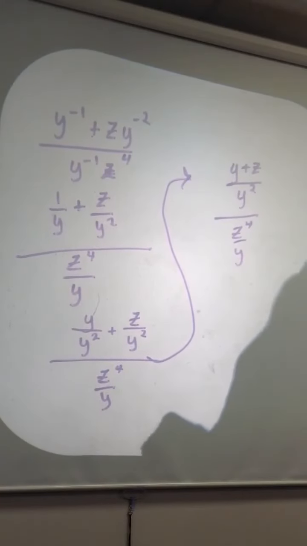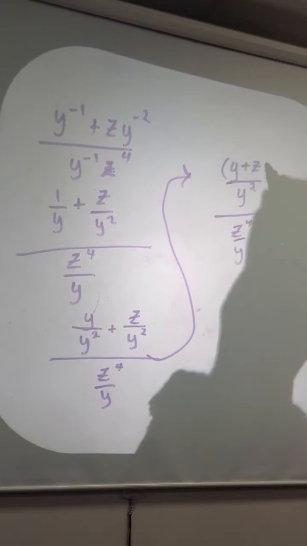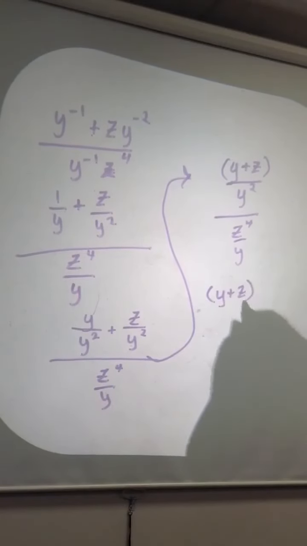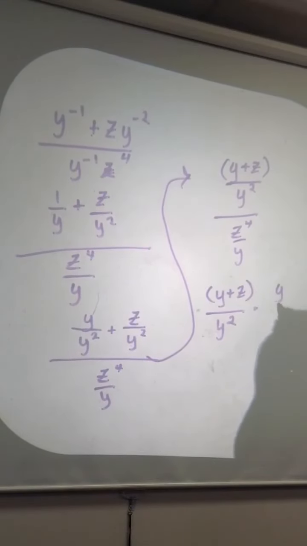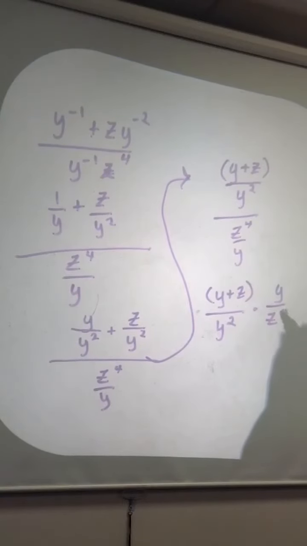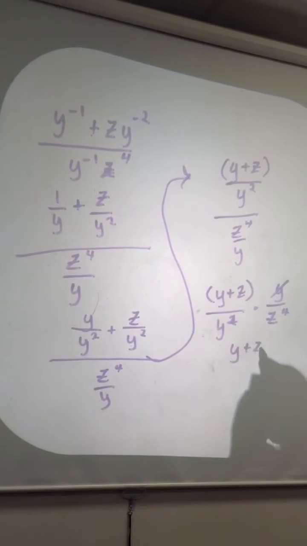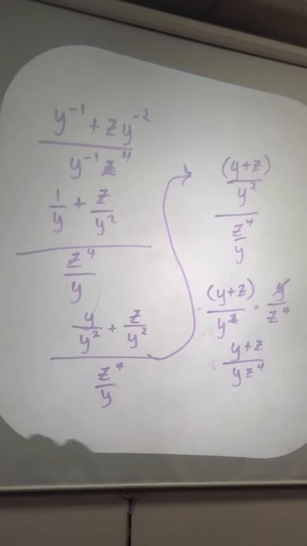Okay, now what do we do? Zach, what are we going to do next? So it's going to be y plus z over y squared times y over z to the 4th. Yes. And this will take care of one of those. So we end up with y plus z over y z to the 4th.